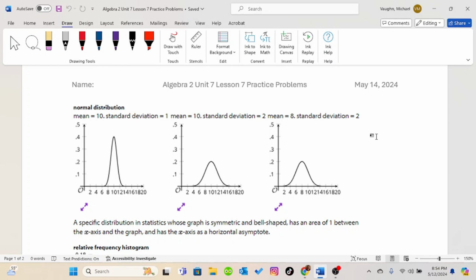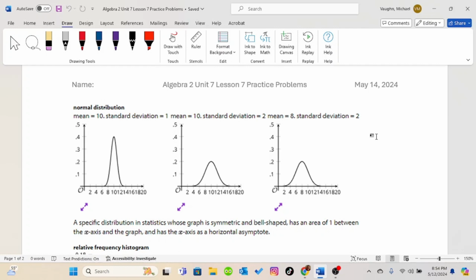We're going to start today with the vocabulary terms, the first of which is normal distribution. This is a specific distribution in statistics whose graph is symmetric and bell-shaped, has an area of 1 between the x-axis and the graph, and has the x-axis as a horizontal asymptote.